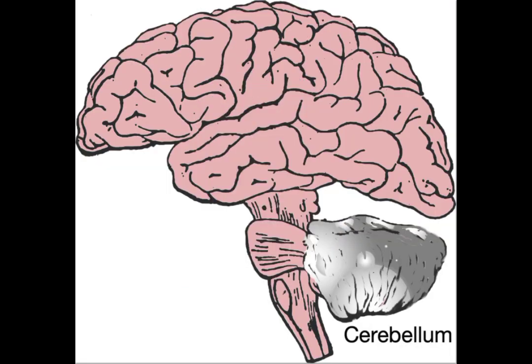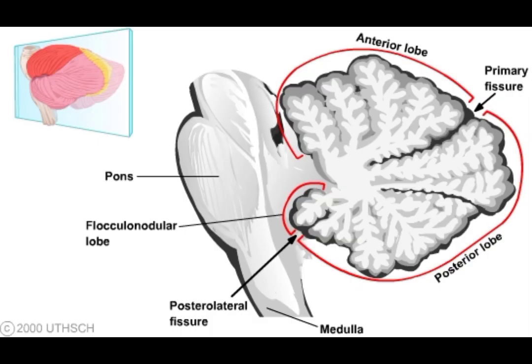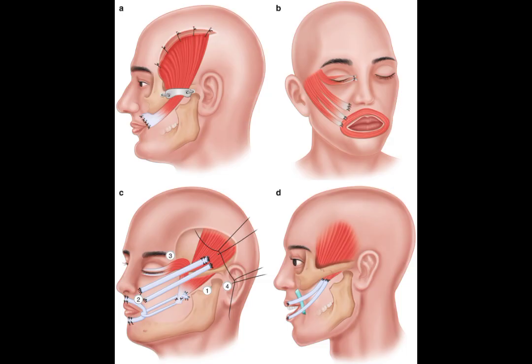Cerebellum. The cerebellum is located at the back of the brain, just below the cerebrum. It is involved in coordinating motor movements, balance, posture, and muscle memory.